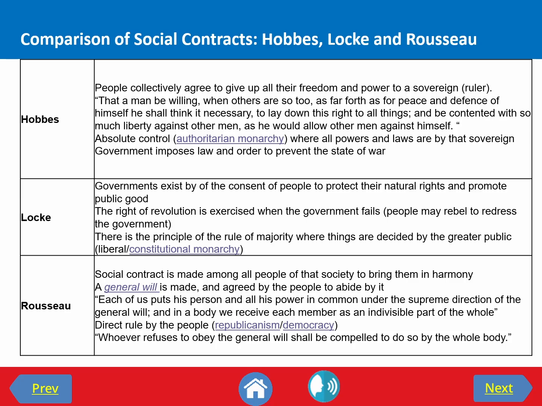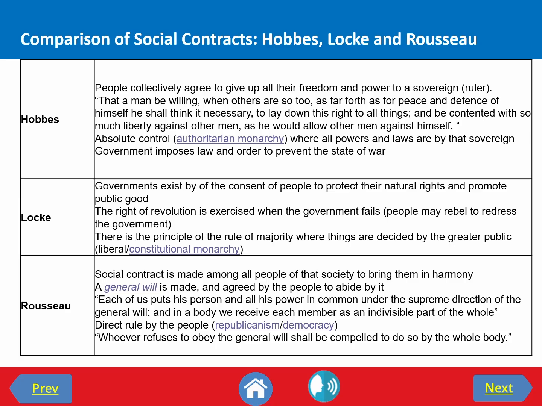Lastly, Rousseau said that a social contract is made among all people of that society to bring them in harmony. A general will is made, and agreed by the people to abide by it. He said each of us puts his person and all his power in common under the supreme direction of the general will, and in a body we receive each member as an indivisible part of the whole.